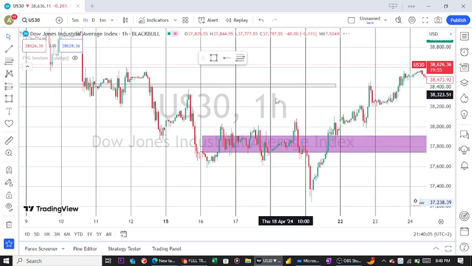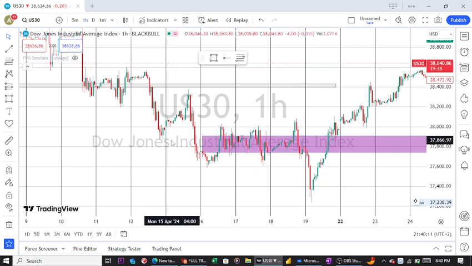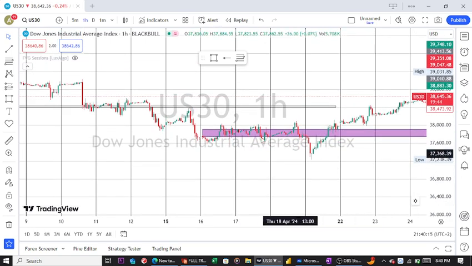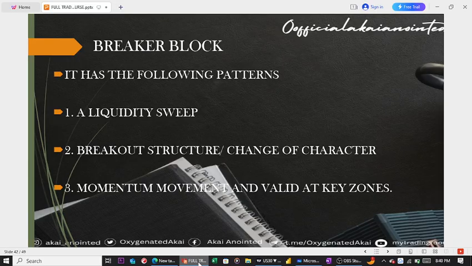So this is actually what a breaker block looks like.